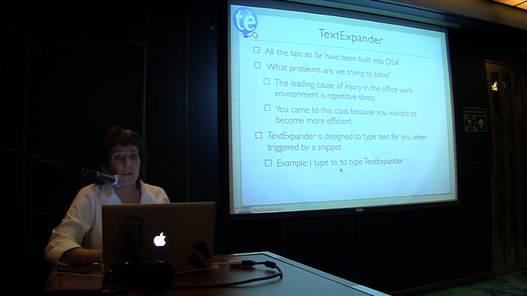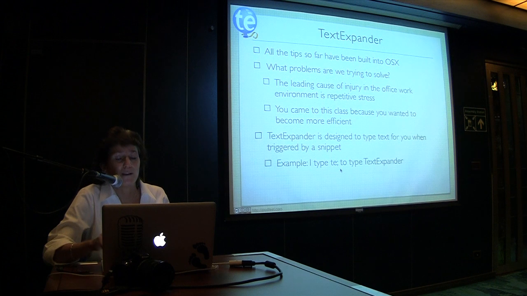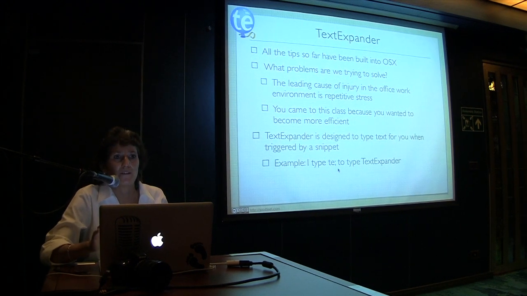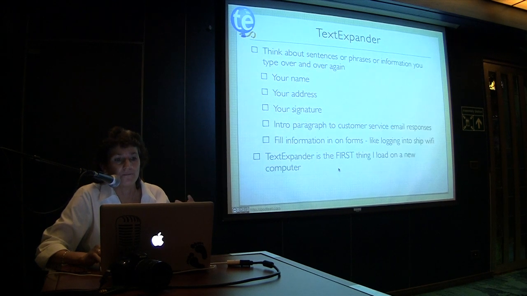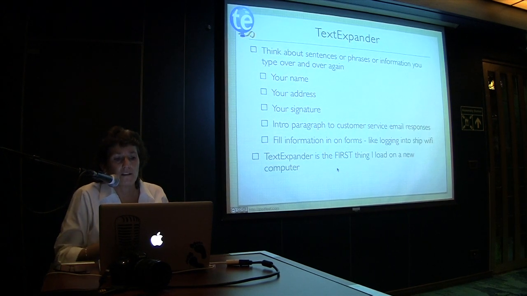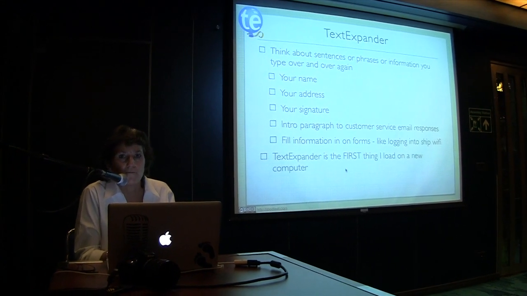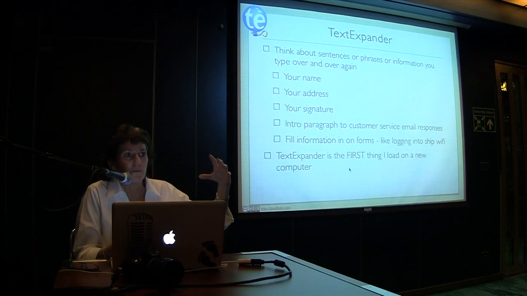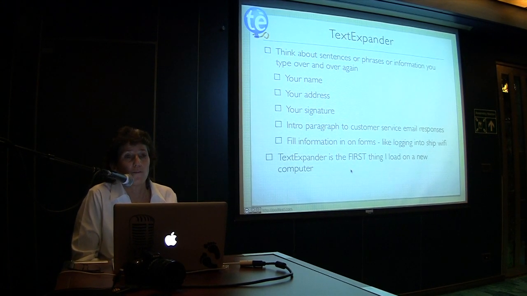A quick little example, I type Text Expander all the time. I type T-E semicolon, and Text Expander spits out the full phrase. So you can just type a couple of characters, and you're going to get a sentence, a phrase, a word. I like to start with a problem to be solved, so I'm going to talk a lot about what you might want to do with it first and help you get your brain ready for what you might want to do with it. So think about phrases or information that you type over and over and over again.